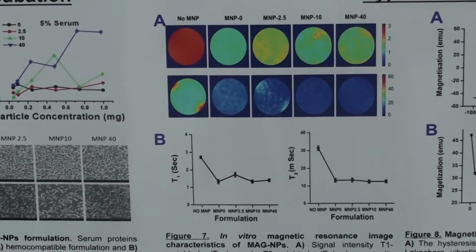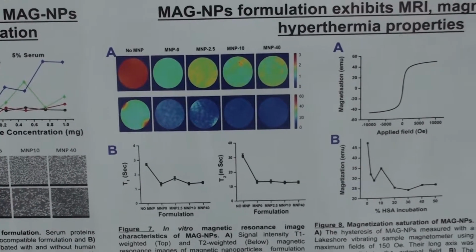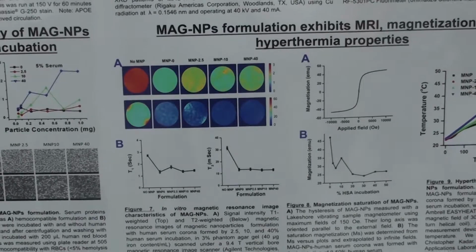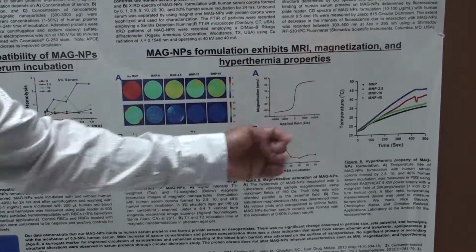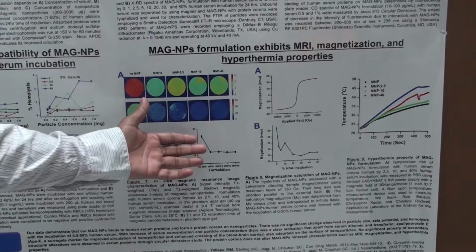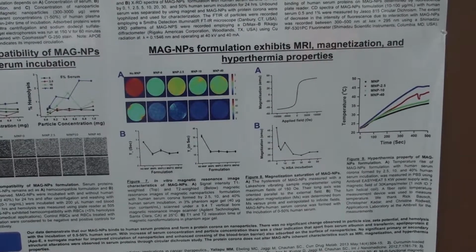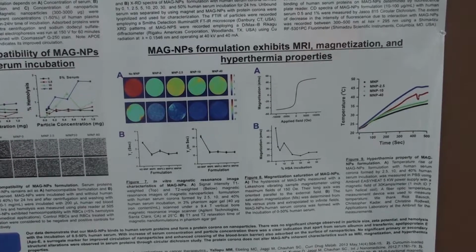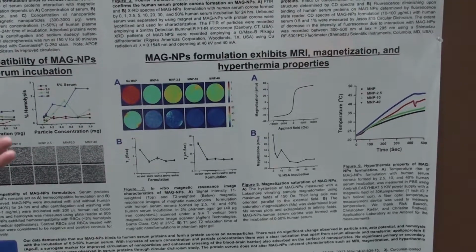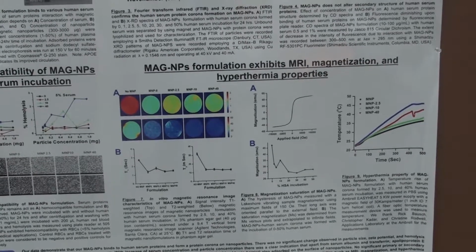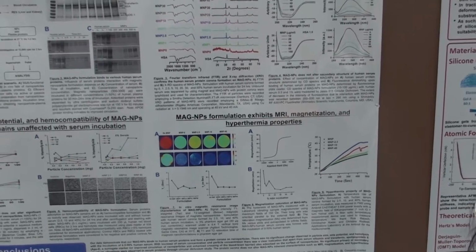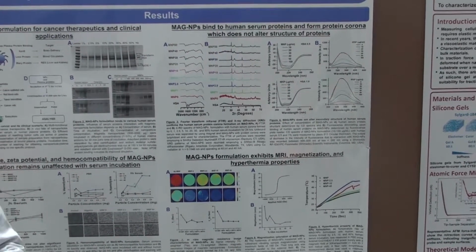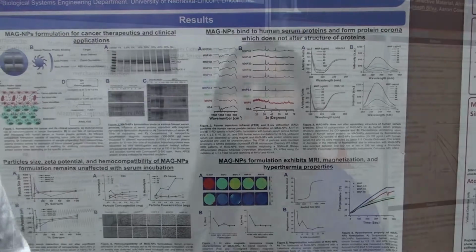Additionally, when the particles were incubated with the human serum protein, they did not alter inherent properties such as MRI properties and hyperthermia and other applications, because it has higher magnetization saturation values. So overall, this poster speaks like this formulation is more stable in the human serum, and that can be used for human therapy applications in the near future.